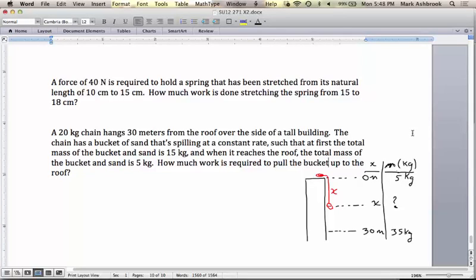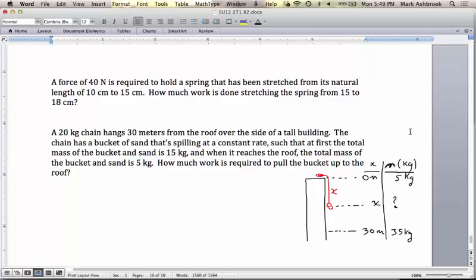Think about right before the top. There's virtually no chain, but you still have the 5 kilograms at the top. Okay, so when it's hanging 30, it's at 35. When it's at the top, it's just the bucket of remaining sand, just before it gets to the top, and basically nothing of the chain, okay?